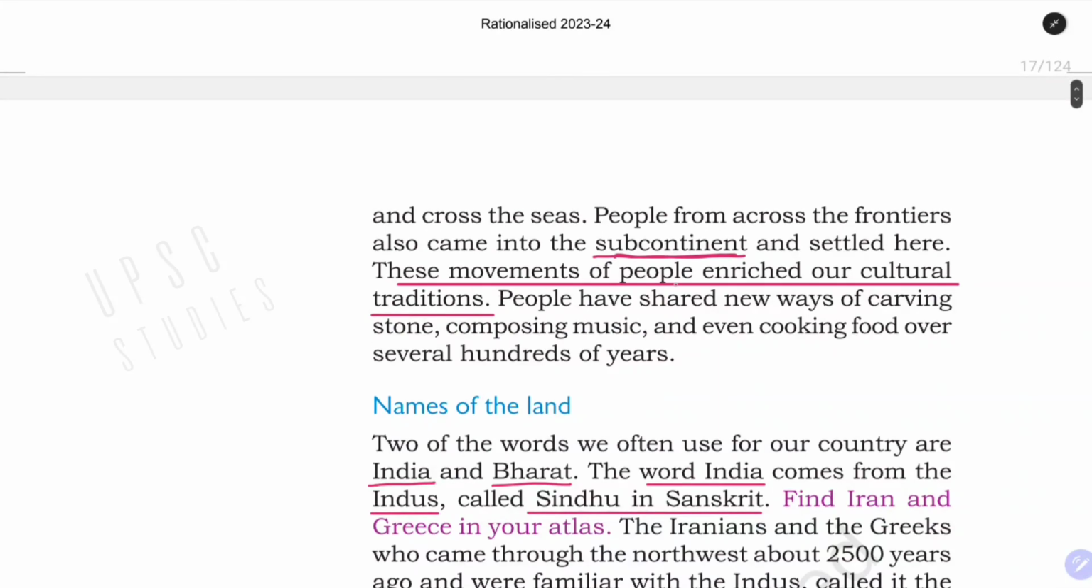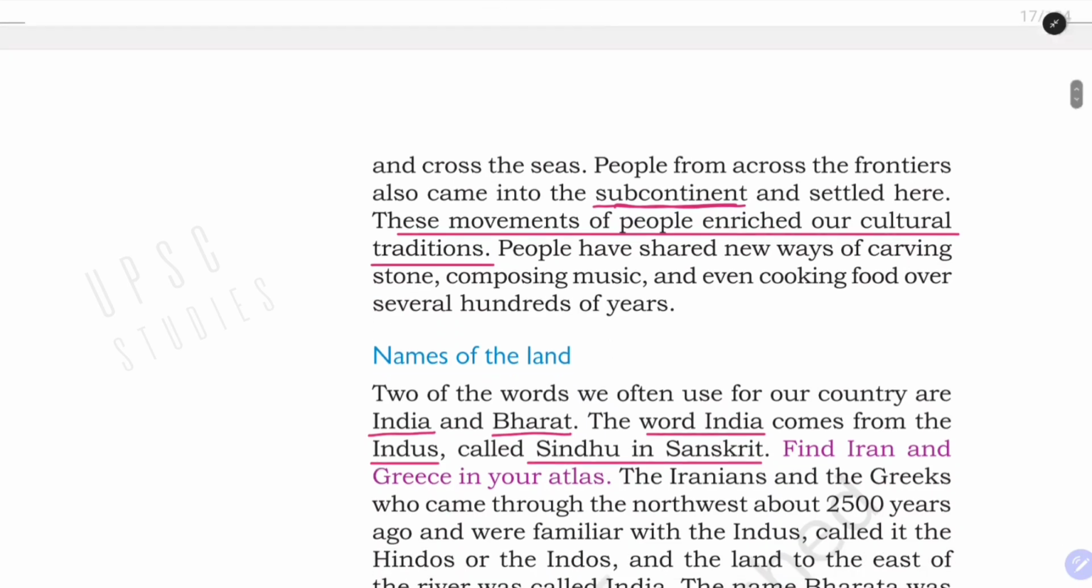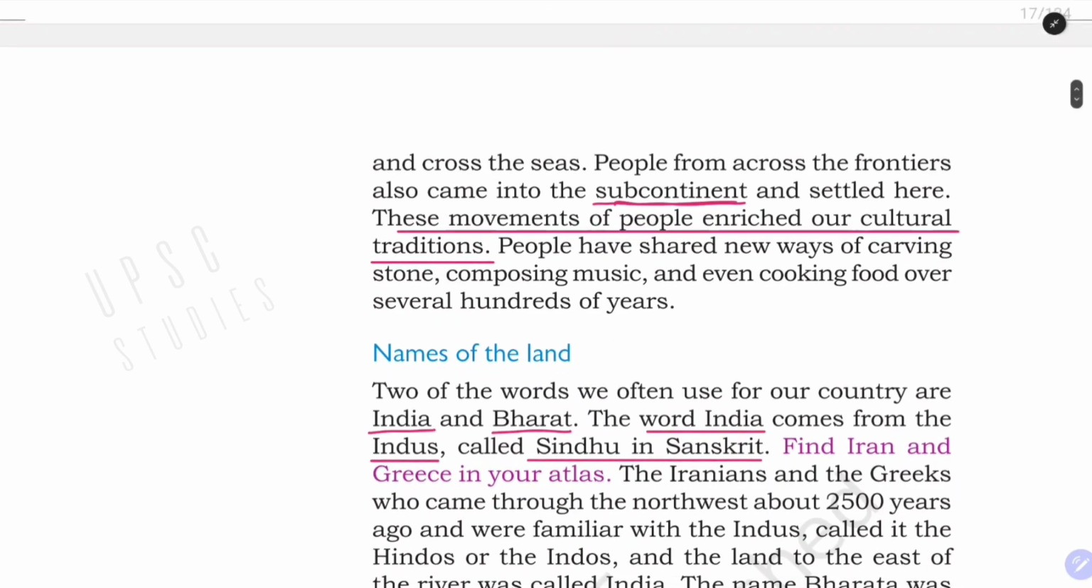So this movement of people enriched our cultural tradition. So we came to know about other traditions and shared our traditions like that. So there are new ways of carving stone. We get new ideas, composing music, cultural development, and even cooking food.